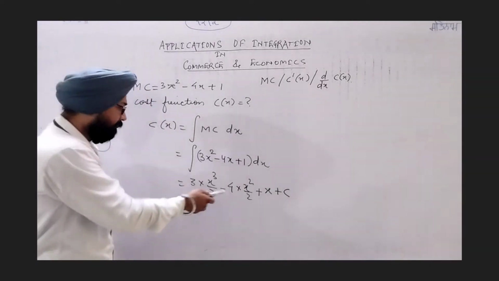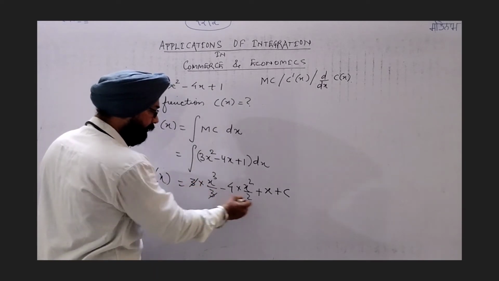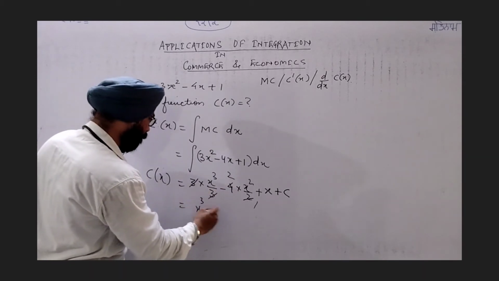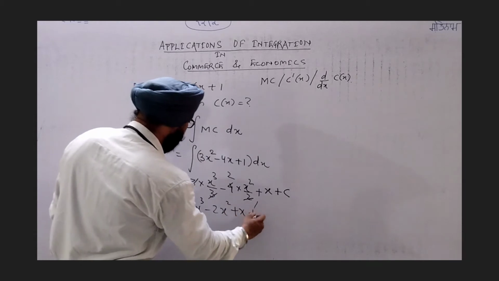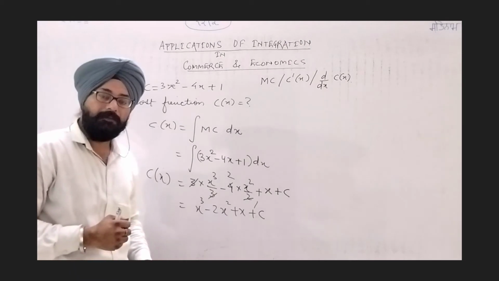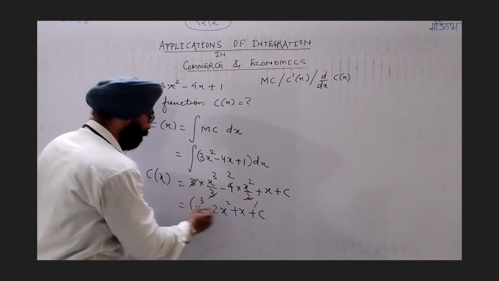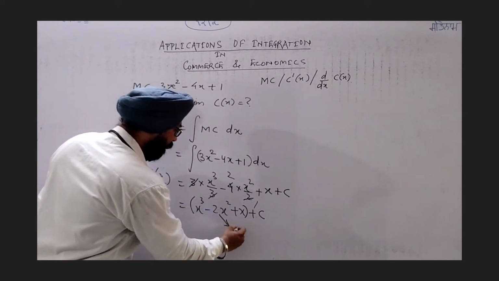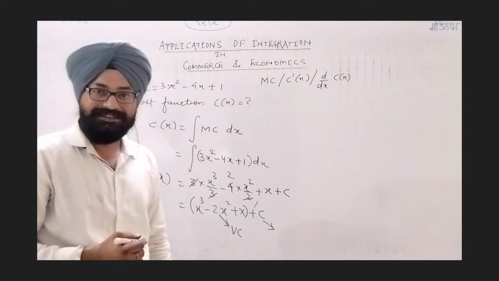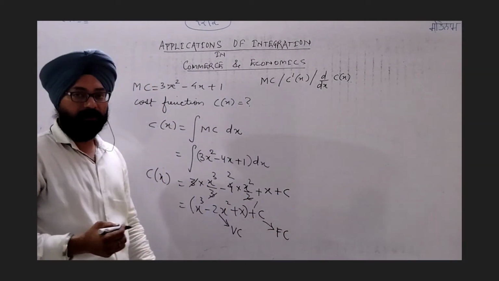Let us simplify, then we discuss what we have obtained. Is it a cost function completely? Let's see. 3 and 3 cancel out. With the second cancellation, we get x cube minus 2x square plus x plus c. Recently I taught you that the cost function is made up of two terms, variable cost and fixed cost. Here, x cube to x is the variable cost, and this constant, without x, is the fixed cost.